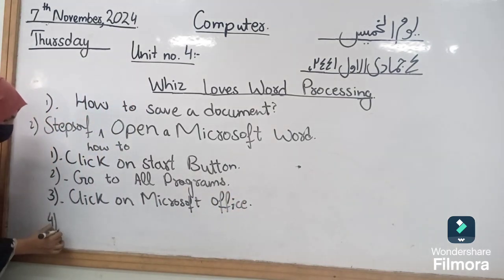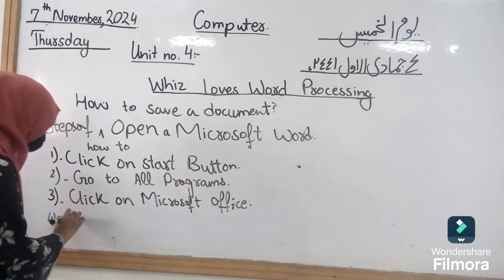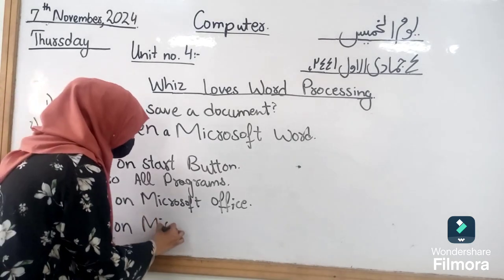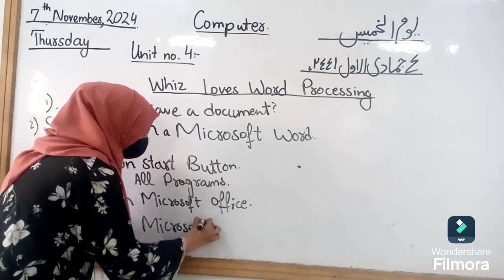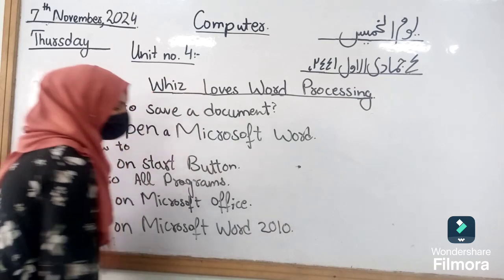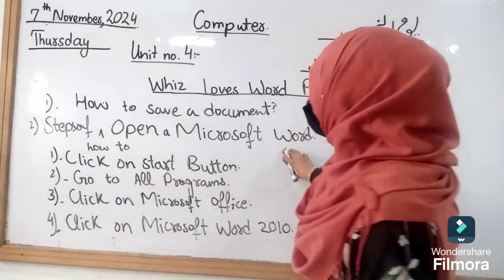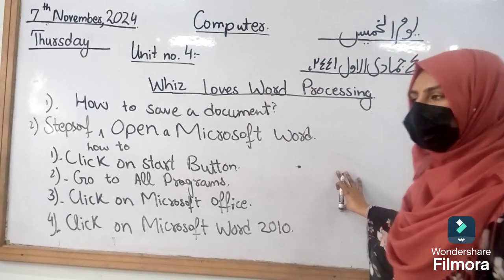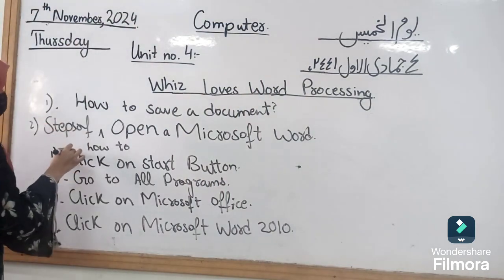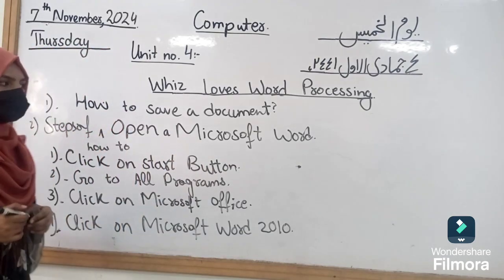In the last step, when you are done clicking on Microsoft Office, you need to click on Microsoft Word 2010. These are the 4 steps of how to open a Microsoft Word. Okay? You are following me? Yes. You need to follow these steps in order to open a Microsoft Word.